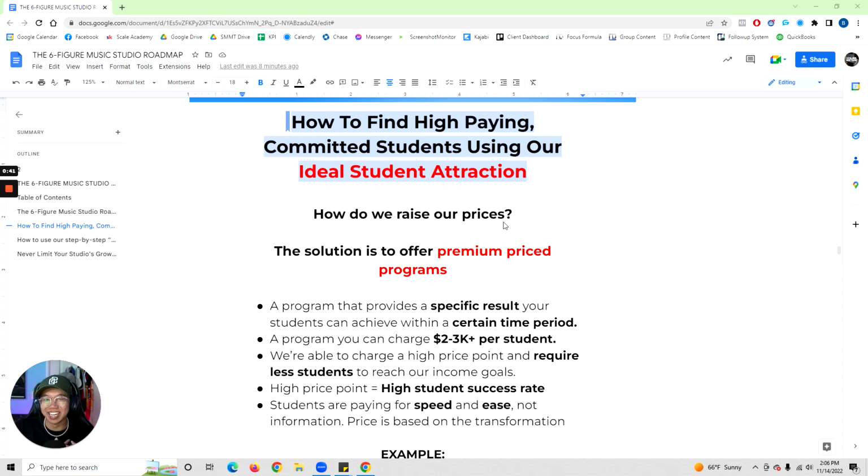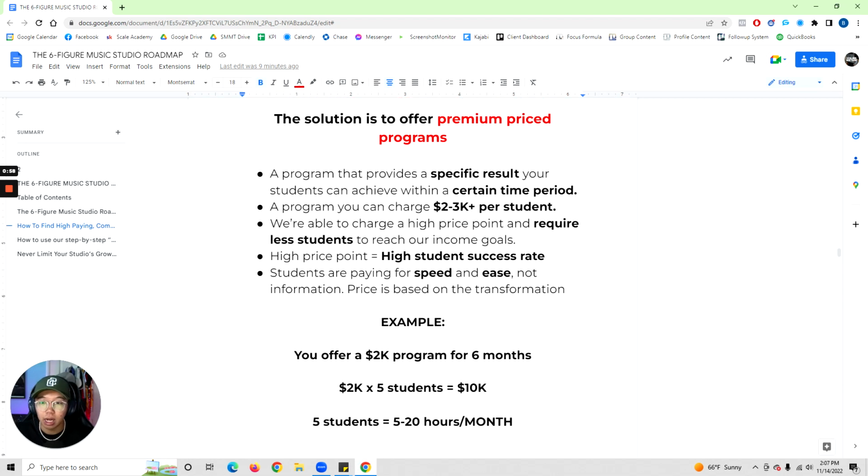That's the first solution. So what is a premium price program anyway? It's a program that provides a specific result that your students can achieve within a certain time period. It's also a program that you can charge 2 or 3K plus per student. And we're able to charge a high price point so that we require fewer students to reach our income goals. A high price point also correlates to high student success rates.